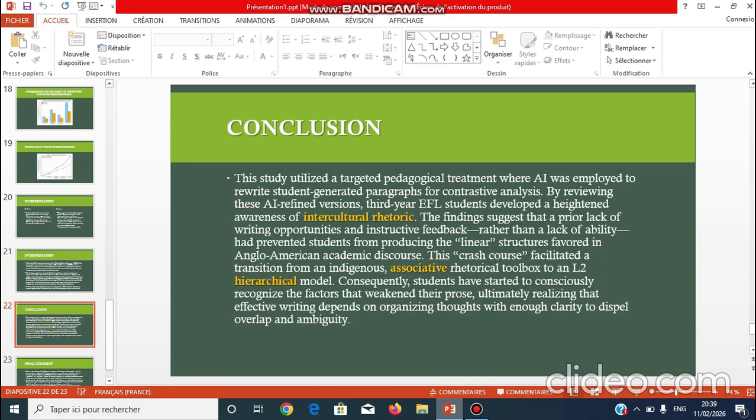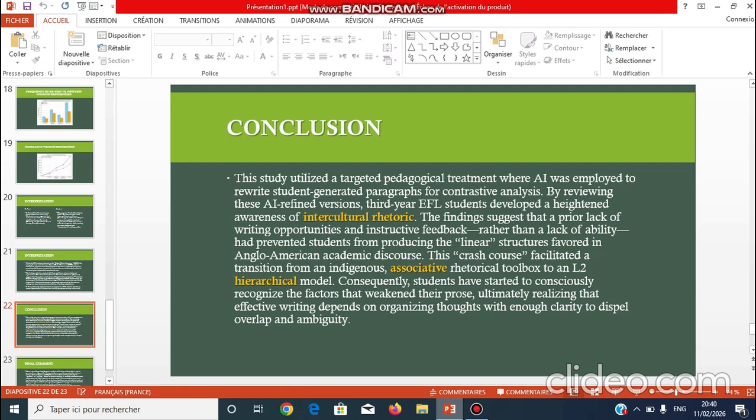Conclusion. This study utilized a targeted pedagogical tool where AI was employed to rewrite student-generated paragraphs for contrast analysis. By reviewing these AI-refined versions, third year EFL students developed heightened awareness of English rhetorical culture. The findings suggest that a prior lack of writing opportunity and instructive feedback, rather than a lack of ability, had prevented students from producing the linear structure favored in Anglo-American academic discourse.